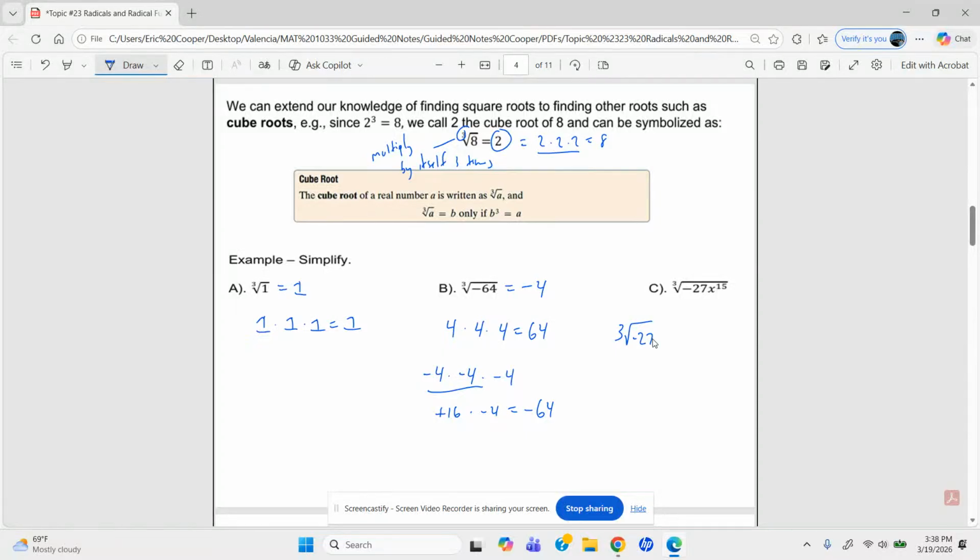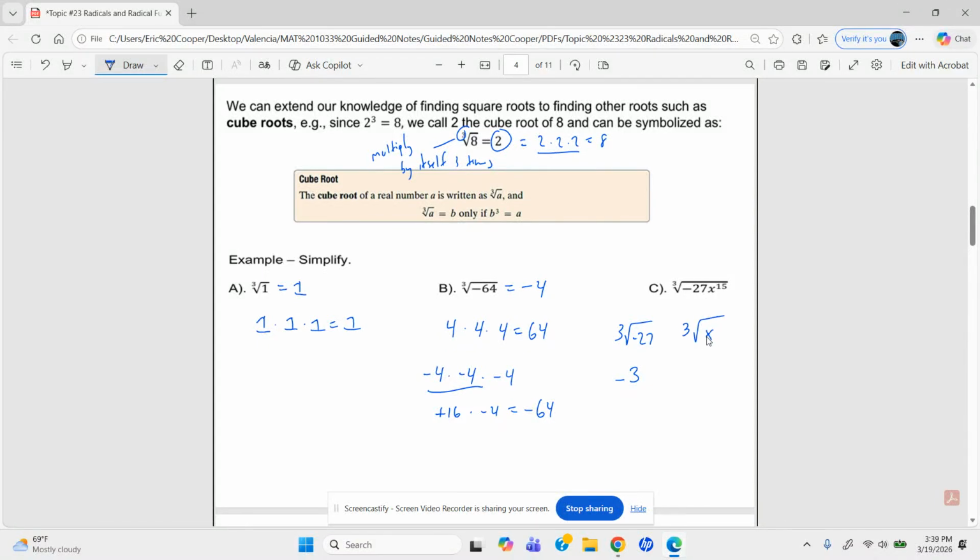We're going to look at, what's the cube root of negative 27? What number times itself 3 times will give me negative 27? I know it has to be negative. What number times itself 3 times will give me 27? It is 3. 3 times 3 is 9, times another 3 is 27.